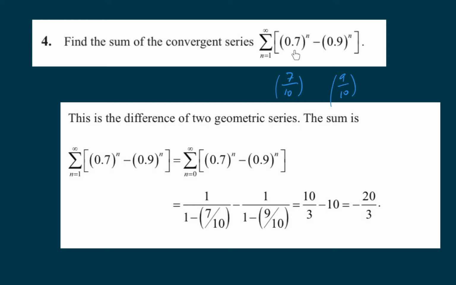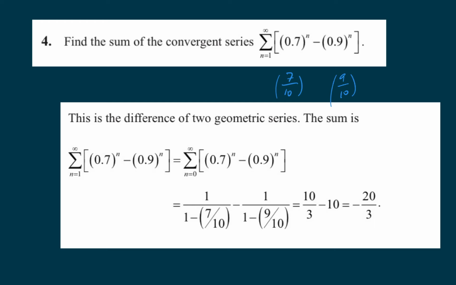We can do the first sum for this geometric series, we can do the second sum, and we can subtract. Now the summation starts at n equal 1. I want to displace this summation to start from n equals 0. If I start from n equals 0, you see 0.7 raised to the 0 is 1, but 0.9 raised to the 0 is also 1. So 1 minus 1 is 0. So I have not altered the sum if I start the sum from n equals 0.